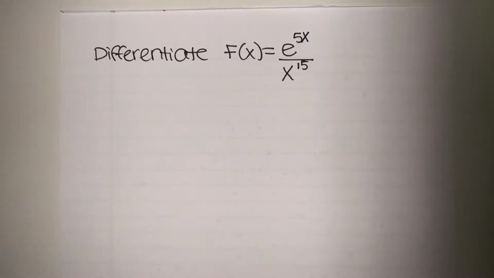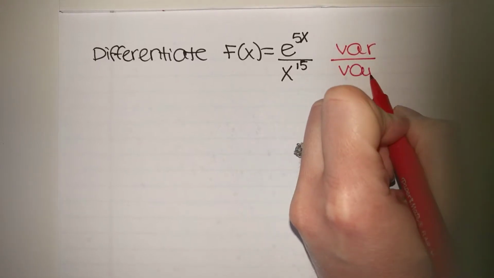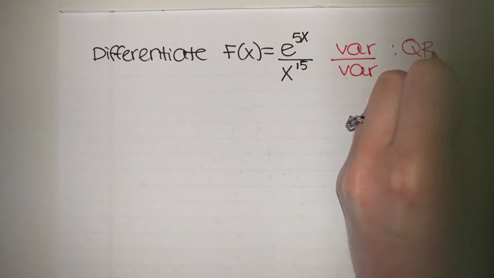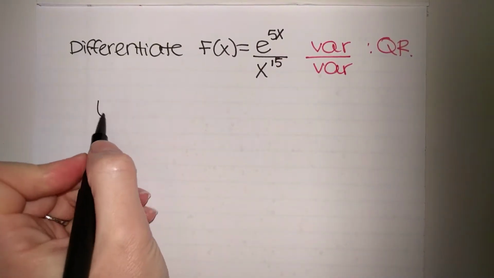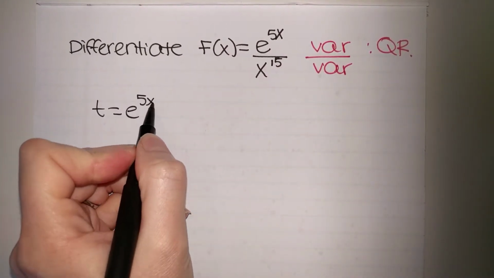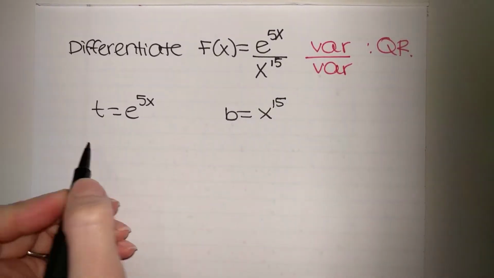All right, so the first thing we need to do is, because we have a variable over a variable, we will need to use the quotient rule. So our top function will be equal to e to the 5x, and then the bottom function will be equal to x to the 15th power.